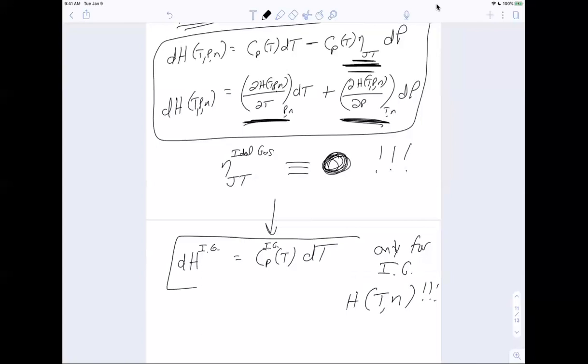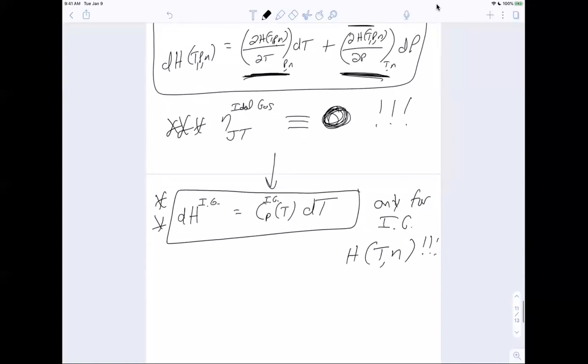This is important. For an ideal gas, you have this relationship that the enthalpy is only a function of temperature. So H of an ideal gas is only a function of T. Is that clear, everyone? I haven't proven this yet. I'll prove that later.